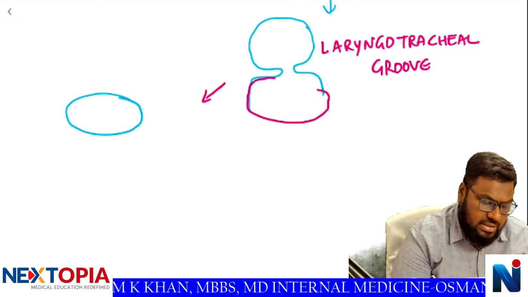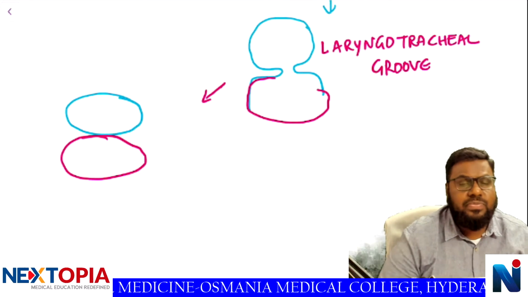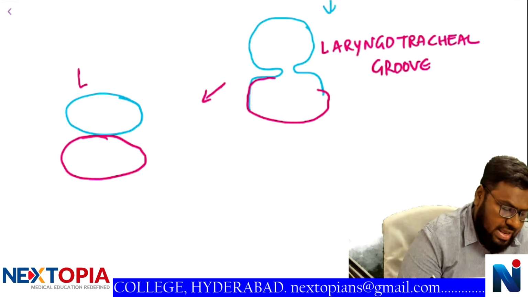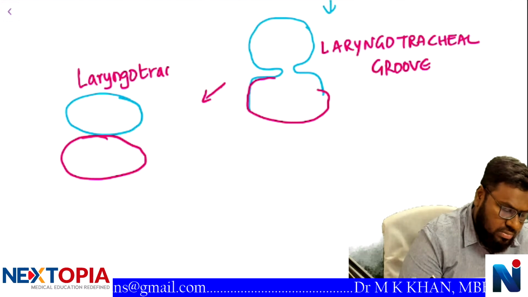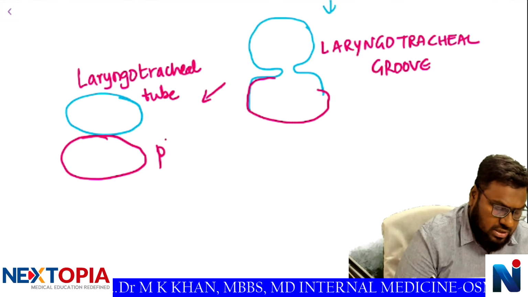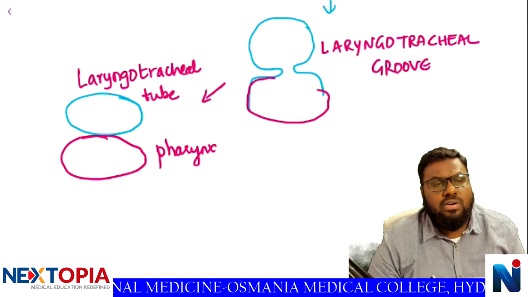So this is the larynx and the underlying gut like this. It grows like this. So we have got the laryngotracheal tube like this. This is the laryngotracheal tube, the blue color one. And this is the growing pharynx.